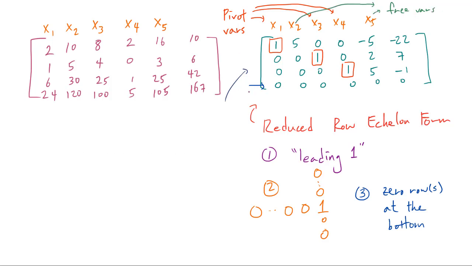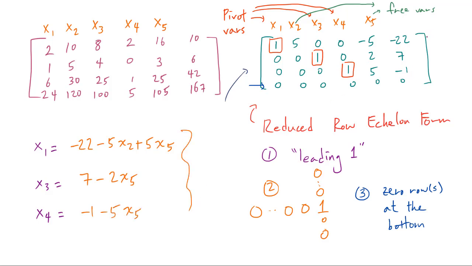Given this, we find the solution to the system as follows. We first write down the pivot variables, so x1, x3, and x4, and we essentially rewrite the corresponding rows of the pivot variables. So for example, x1, if you look here, x1 plus 5 times x2 minus 5 times x5 is equal to minus 22. So that exactly means that x1 is equal to minus 22 minus 5 times x2 plus 5 times x5. And similarly, x3 is going to be 7 minus 2 times x5, and x4 is going to be minus 1 minus 5 times x5.